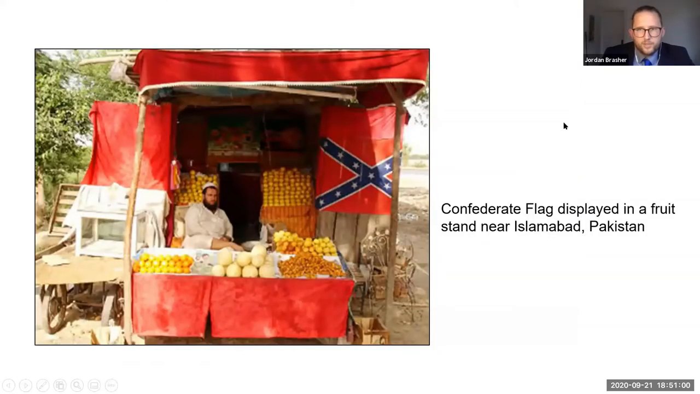And this one is perhaps a more curious case. Here, the Confederate flag can be seen in a fruit stand near Islamabad, Pakistan. And admittedly, this is sort of a random photo that I got off the internet, and so I have somewhat limited information about it, but it was listed as near Islamabad. But the question that comes to my mind as I look at this photo is, did this guy who owns this fruit stand just find an image that he thought matched the red colors of the rest of the fruit stand?